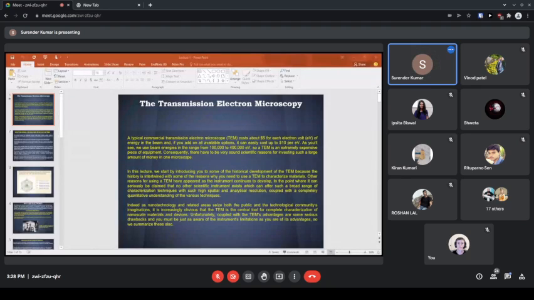The major development of the transmission electron microscope was due to the wavelength of electrons being smaller than the atom. If you see this relation, it is very well known.